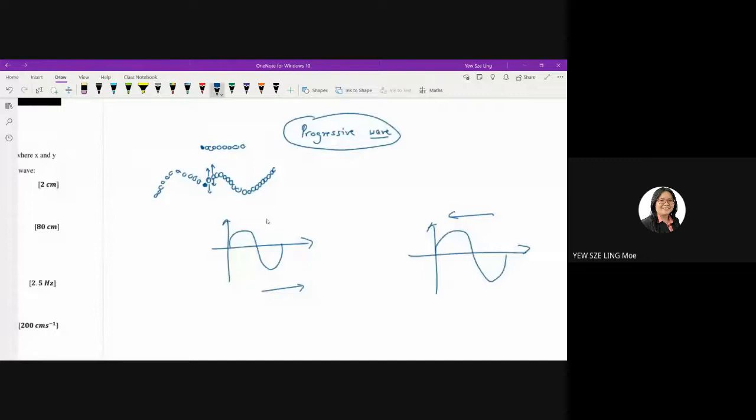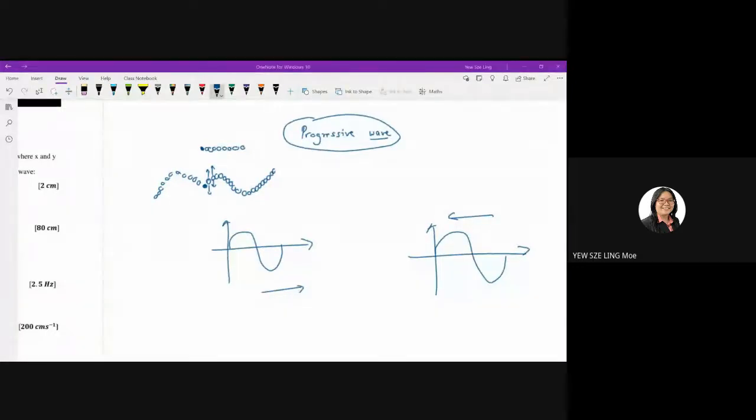Okay, now, one wave going to the right and one wave going to the left. So what is going to happen right here is, we are going to use different equations to represent it. So first of all, we have a wave of y. This y represents the displacement of particles.